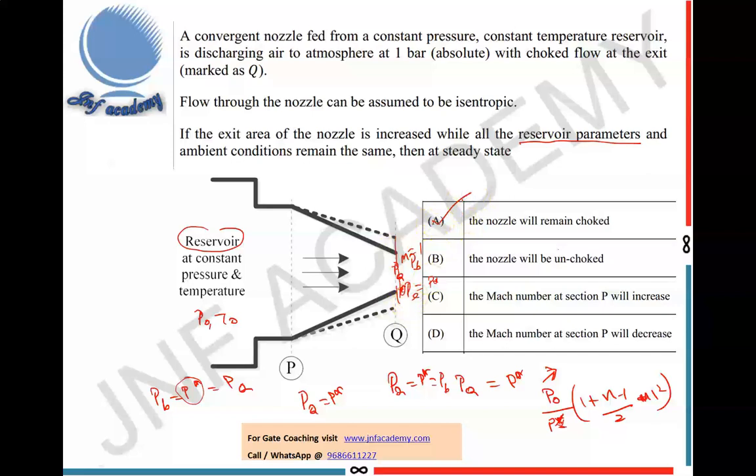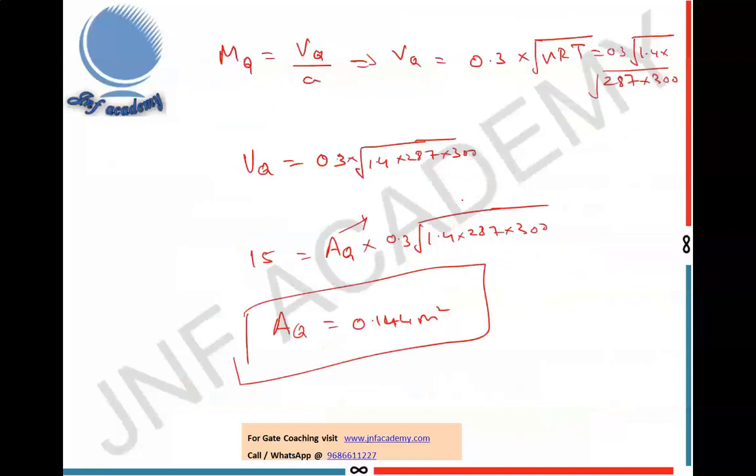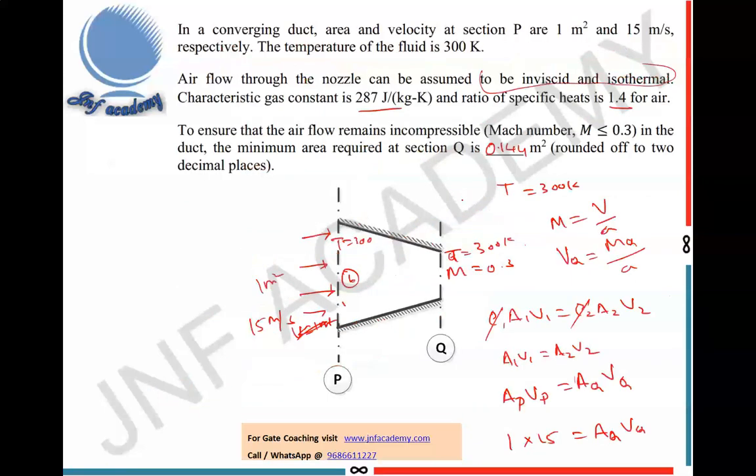With this, the solution for the GATE 2022 Aerospace Engineering questions related to aerodynamics has been solved.